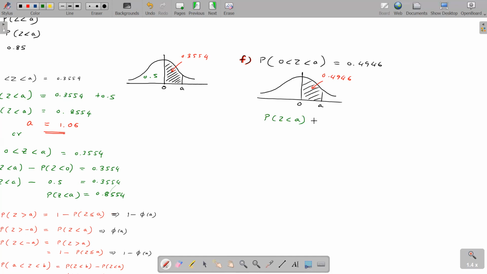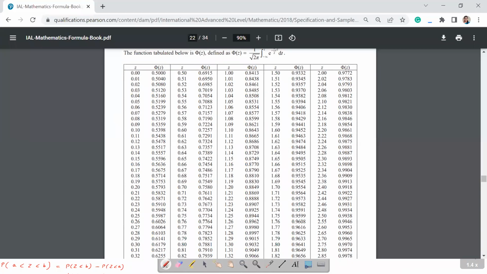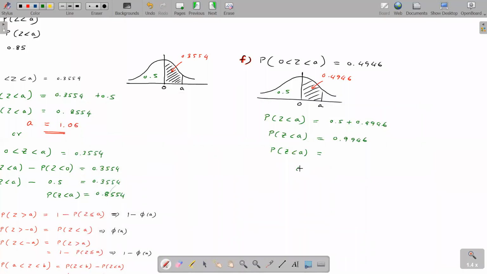If you're going with the first, I need the complete area behind A. How do I get the complete area behind A? I take 0.5 and add it to 0.4946. So probability Z is less than A equals 0.9946. Let's search in the table. 0.9946. Can you see, guys, over here? This one, right? 2.55. So the A value is 2.55.